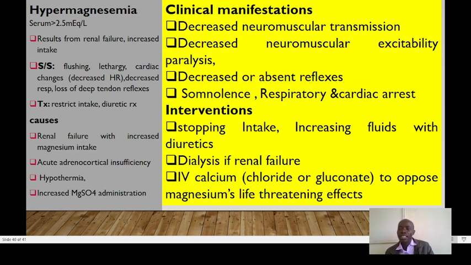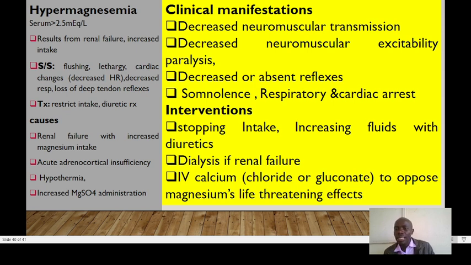Hypermagnesemia. This is a serum level of greater than 2.5 milliequivalents and results from renal failure and increased intake. So the kidney has failed to excrete magnesium, so magnesium accumulates. We could have symptoms like flushing, lethargy, cardiac changes, e.g. decreased heart rate, decreased respiration, and loss of deep tendon reflexes. In this case, you just need to restrict fluid intake and do some diuretic treatment.